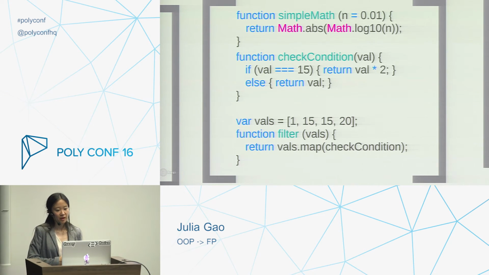So underneath, I'm having this vals list of 1, 15, 15, and 20. And then we pass this list into this filter, and it returns the list.map. And in JavaScript, .map actually produces a new set as well. So we're not changing the vals. And then we're returning vals.map, and passing in this checkCondition function, which is also pure. And then we're returning the new list. So that's just some of the ways that you can use these concepts without using any functional programming languages.